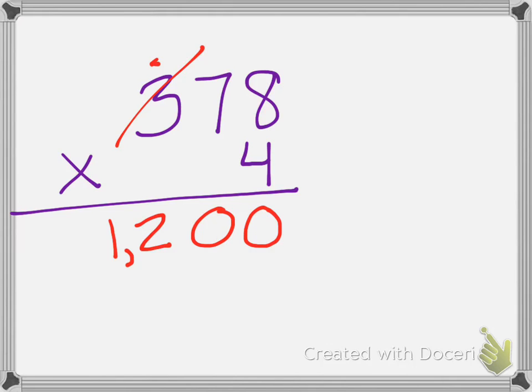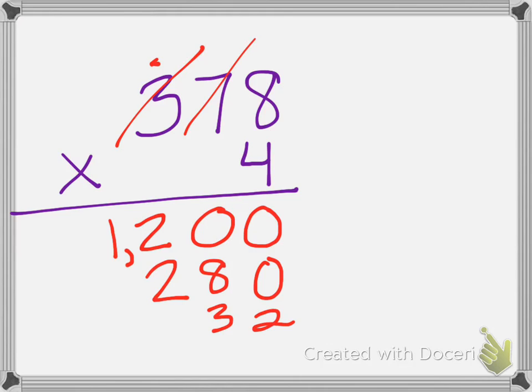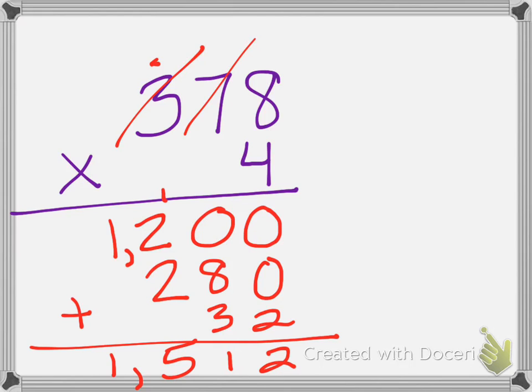I have the 7, which is really worth 70. How many zeros are in 70? 1. What's 4 times 7? 28. My last one, what's my 8 worth? It's just worth 8, so 4 times 8 is 32. You add all of those partial products, regroup if you need to, and get your final product of 1,512.